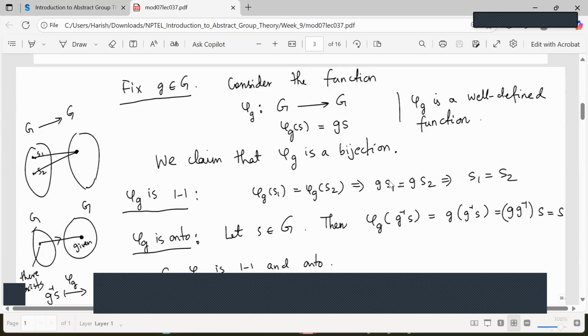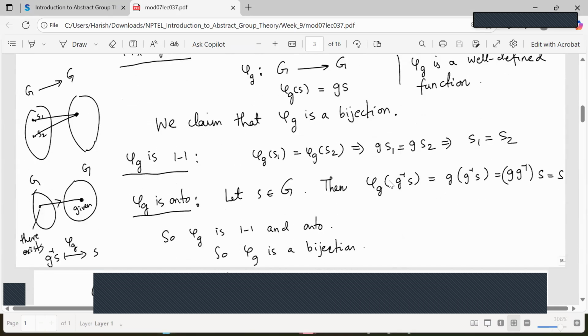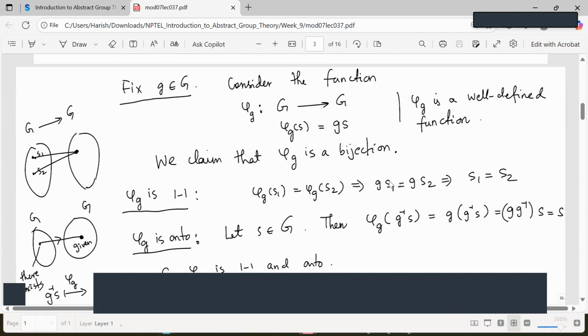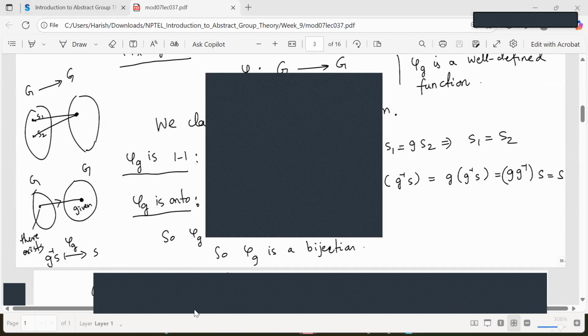Now, one needs to check that it is a bijection. First of all, it has to be well defined. What we mean is that if two elements are different, if S1 is not the same as S2, then phi g of S1 should not be the same as phi g of S2, which you can see easily, right? If S1 and S2 are different, since g is fixed, g S1 and g S2 will also be different, right? And now this is well defined. We need to check whether phi g is one-one and onto.